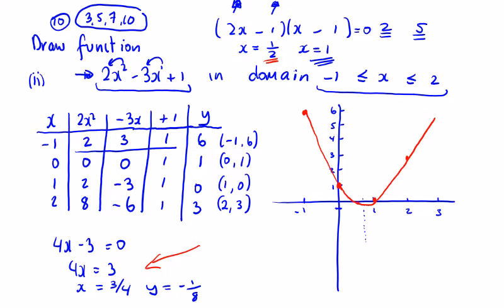So 3, 5, 7, 10. 3 if you just have 2 of these correct. 5 if you have all 4 points correct. 7 if you got 3 of the points out of the 4 correct on the graph, and 10 out of 10 for the whole thing.